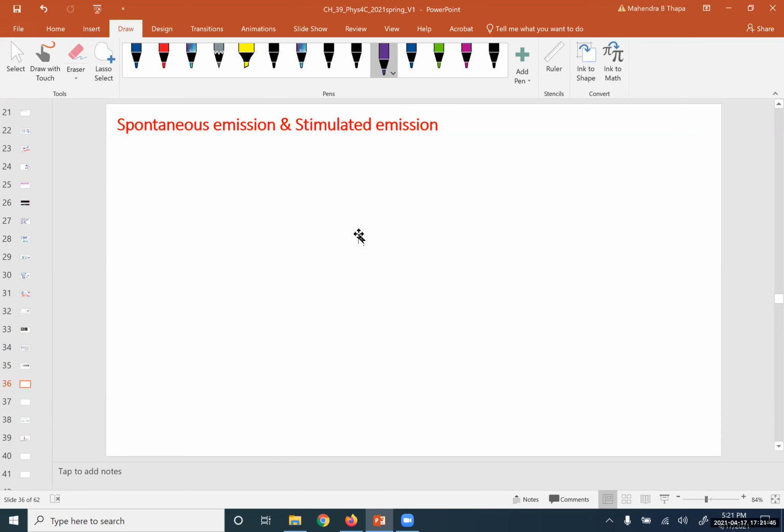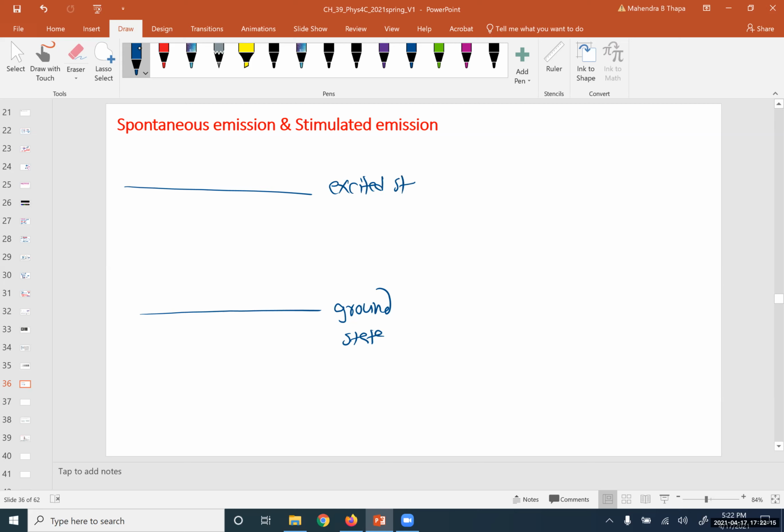Now, let's move to spontaneous emission and stimulated emission. Spontaneous emission means, for example, electrons in the ground state, and this is the excited state. It could be anything. For example, this could be n equals 1, and this could be n equals 2 or 3, whatever.